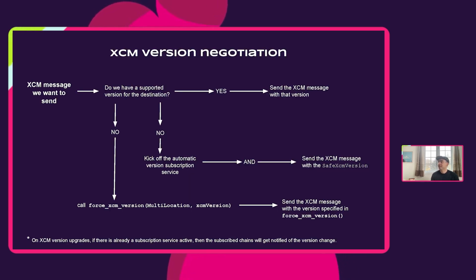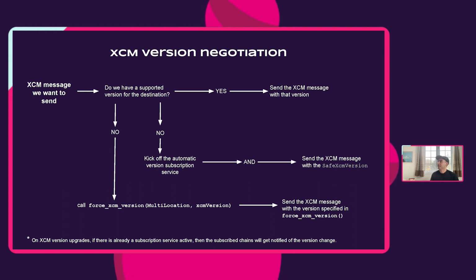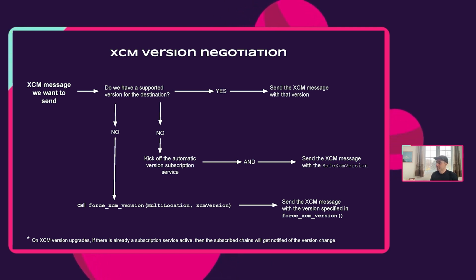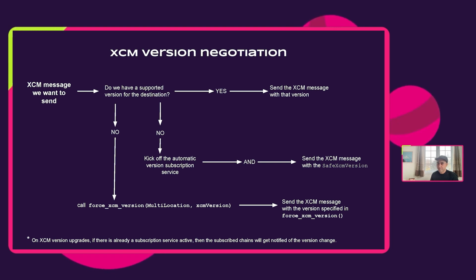So the idea is that there are different scenarios, like 3 scenarios here, right? Say we want to send an XCM message to another system. The first question is, do we have a supported XCM version for the destination? Do we know the destination's supported XCM version? If we do, if it's in our registry, then great, that's awesome. Let's send the XCM message with that XCM version that they support. All right, that's probably the easiest scenario.